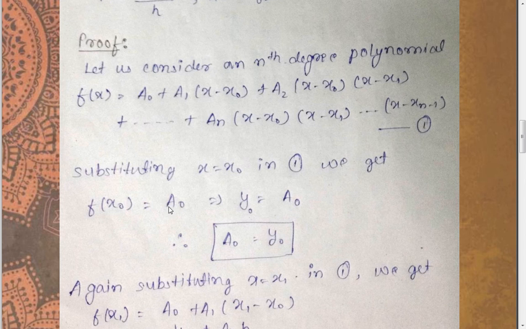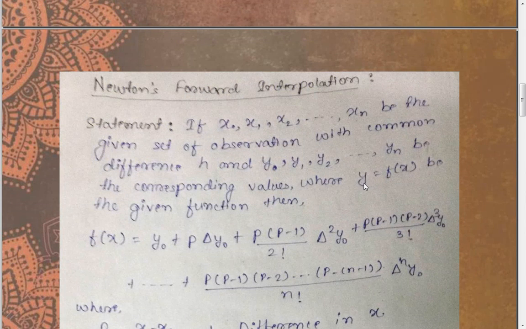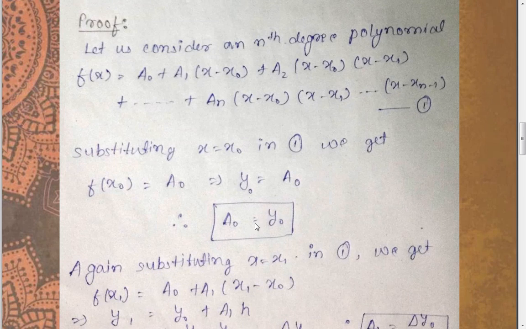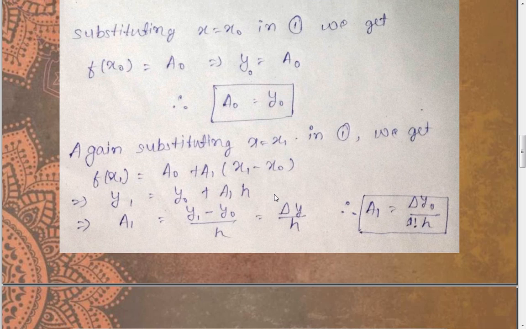We have replaced f of x naught by y naught, because here we have supposed that y is equal to f of x. The function f of x is represented by y, so f of x naught is represented by y naught, to maintain the pattern. Now again, substituting x equals x1, as I have said, we will continue this process up to x of n.